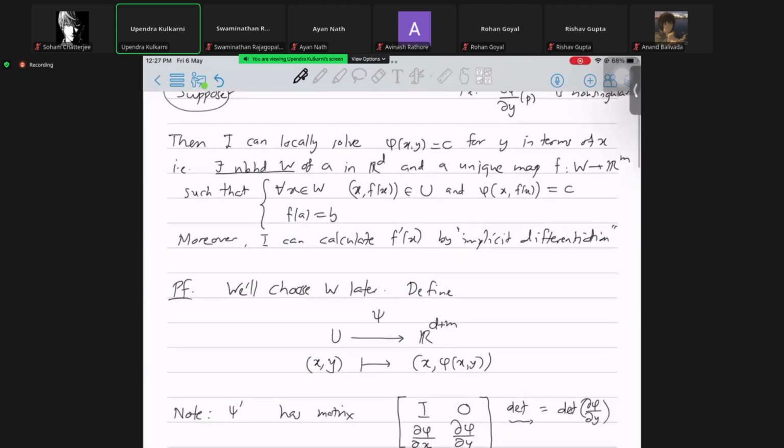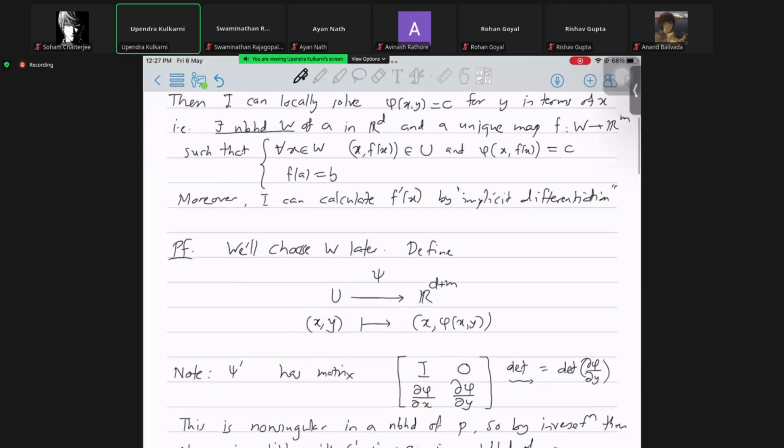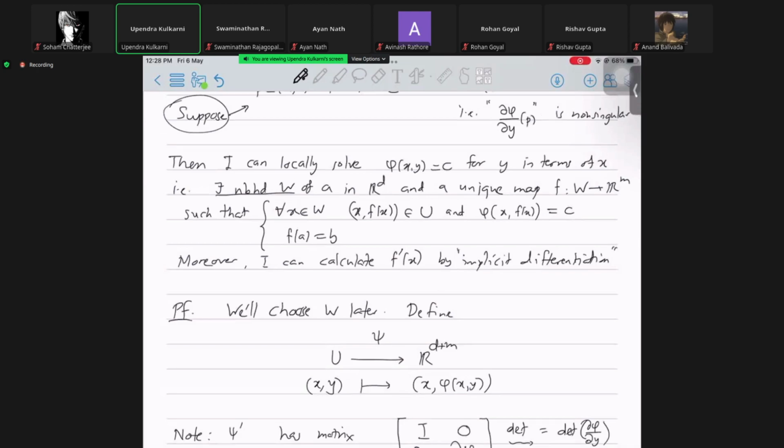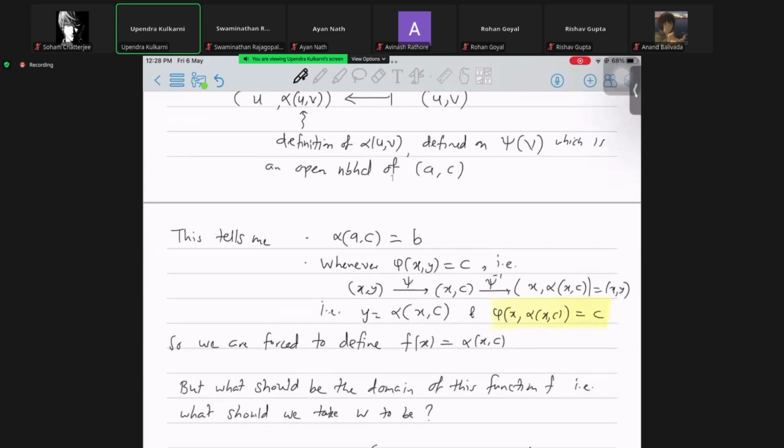Remember that everything is happening on one side in U and on the other side in psi of U. In fact, I restricted further to V. And then this last one, phi of (x, f of x) is C, we did ensure that. How about f of a being b? Is that also clear? But notice, what is f of a defined to be? F of a is alpha of (a, c). It is b.